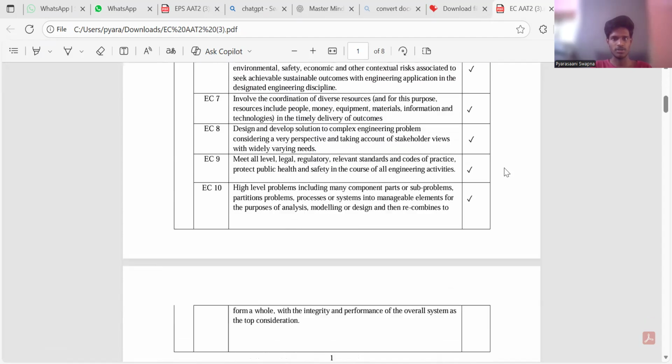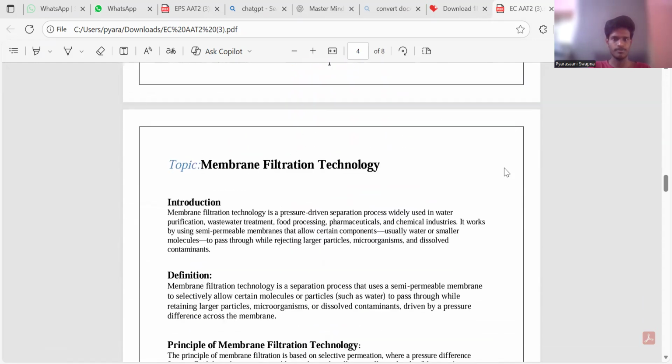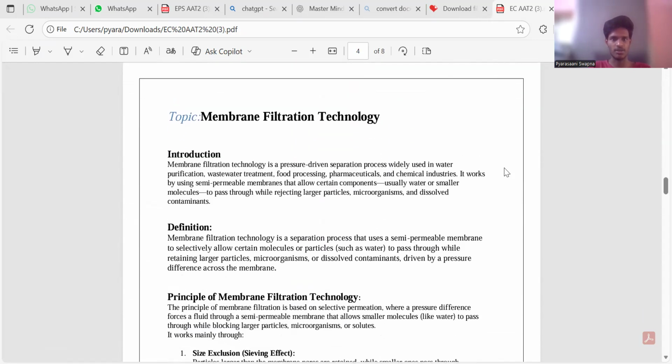Today I am going to discuss membrane filtration technology. Membrane filtration technology is a pressure-driven separation process widely used in water purification, wastewater treatment, food processing, pharmaceutical and chemical industries. It works by using a semi-permeable membrane that allows certain components, usually water or smaller molecules, to pass through while rejecting larger particles, microorganisms, and dissolved contaminants.